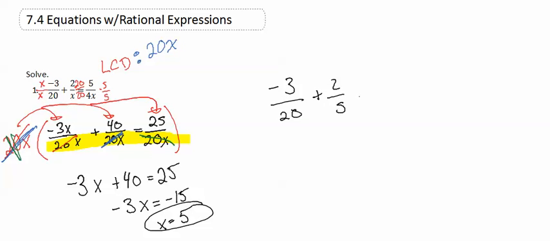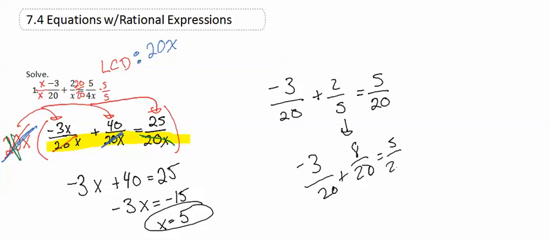2 over 5, you'll need a common denominator here, so that's going to become 8 over 20. And you notice that it will check out.